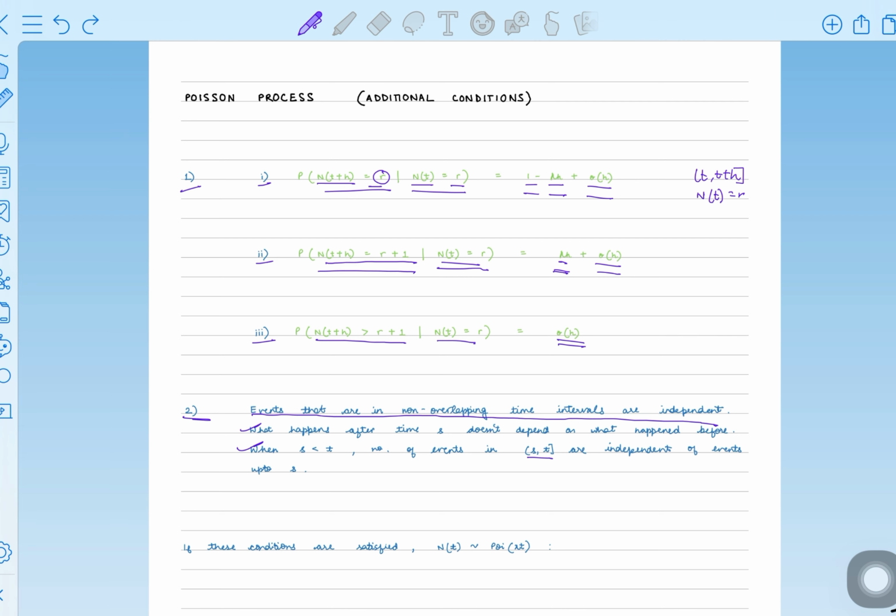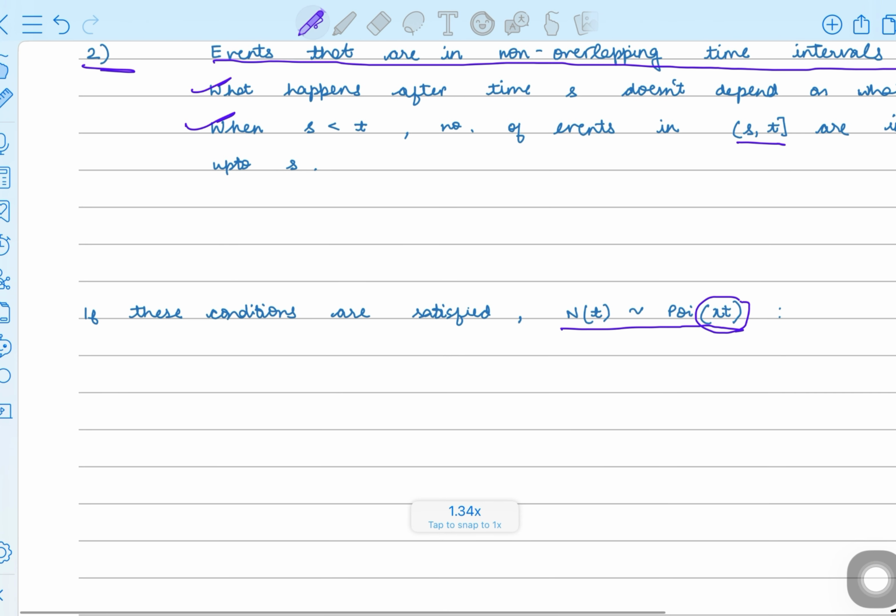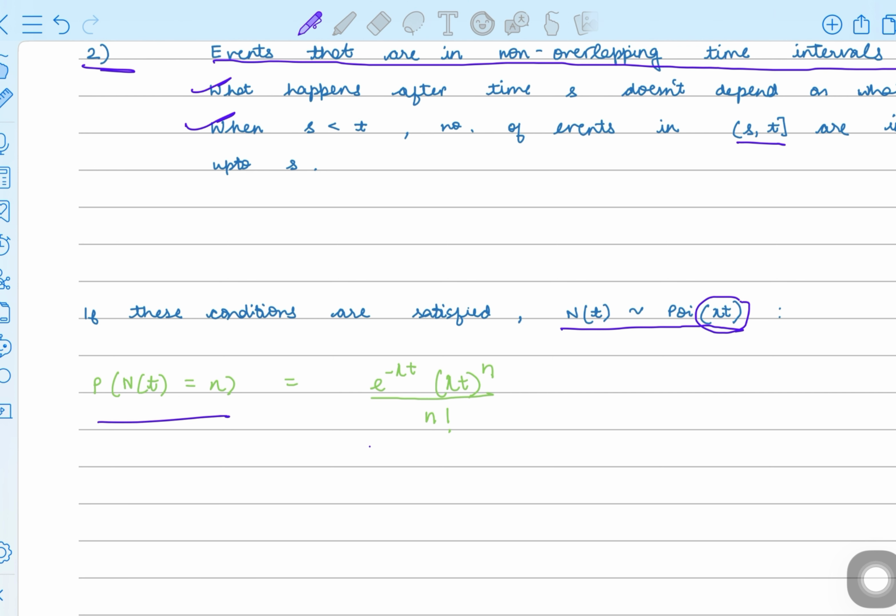If the above conditions of a counting process, followed by these additional conditions of a Poisson process, are followed, then the number of events by time t follows a Poisson distribution with the parameter lambda times t. The probability that N of t equals n is equal to e to the power minus lambda t into lambda t to the power n divided by n factorial.